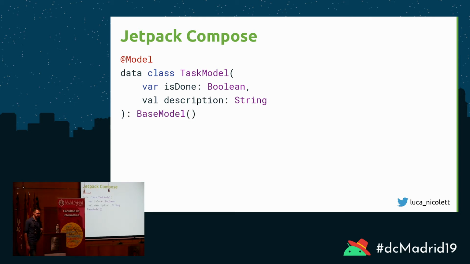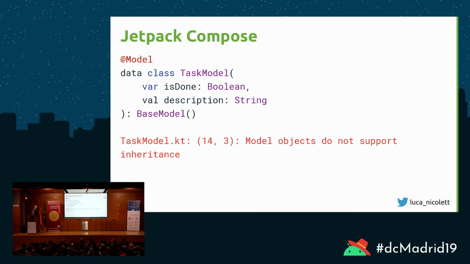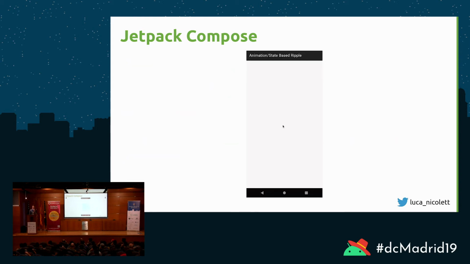Another note here, maybe not so important, but for now, Model annotated classes can't support inheritance. If you try to do so, you get a compilation error. They're working on it, and there are plans to make it possible, but with no defined ETA for now. You can implement interfaces, though, so that's possible if you need something.